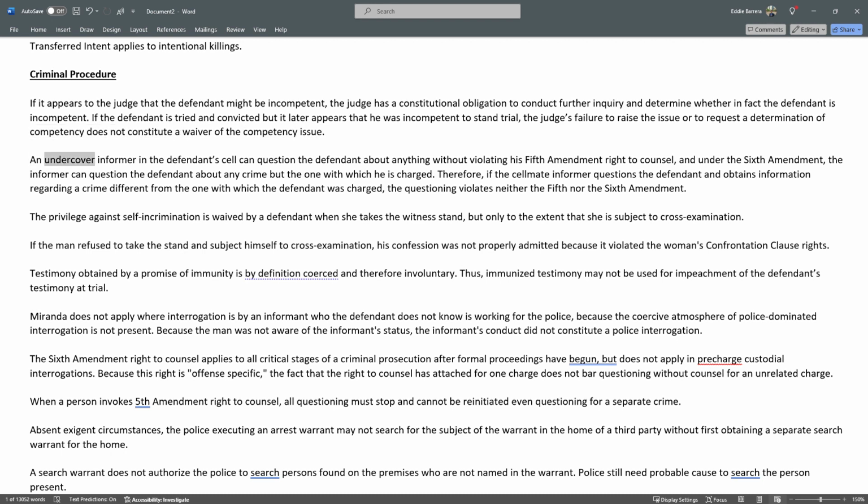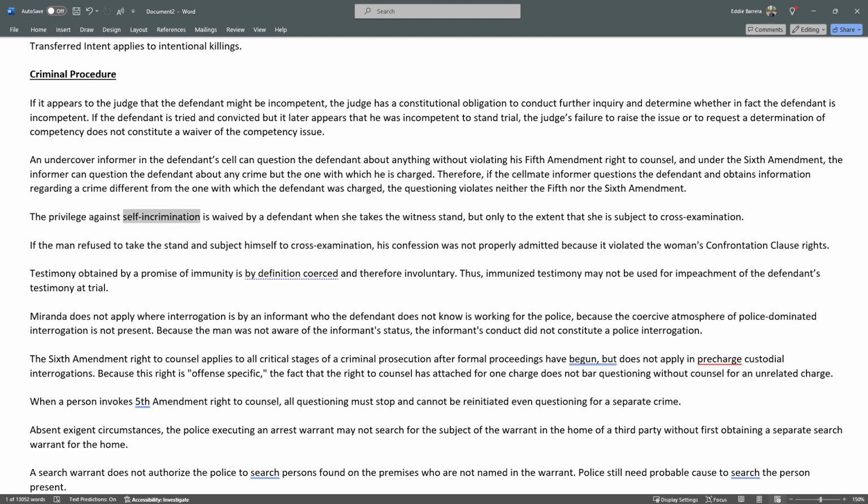An undercover informer in the defendant's cell can question the defendant about anything without violating his Fifth Amendment right to counsel, and under the Sixth Amendment, the informer can question the defendant about any crime but the one with which he is charged. Therefore, if the cellmate informer questions the defendant and obtains information regarding a crime different from the one with which the defendant was charged, the questioning violates neither the Fifth nor the Sixth Amendment.